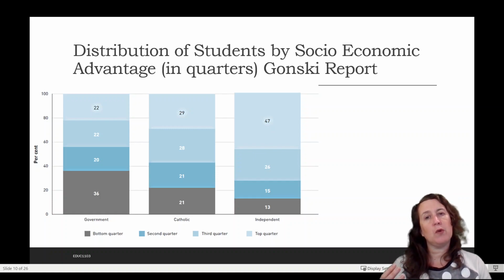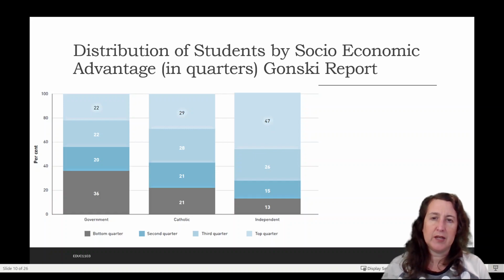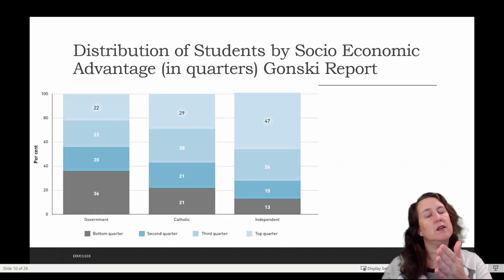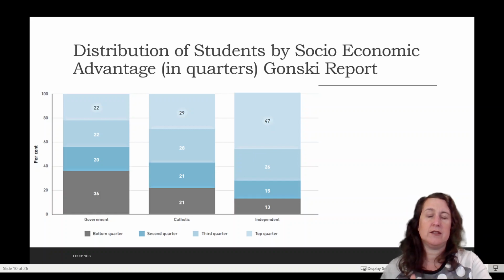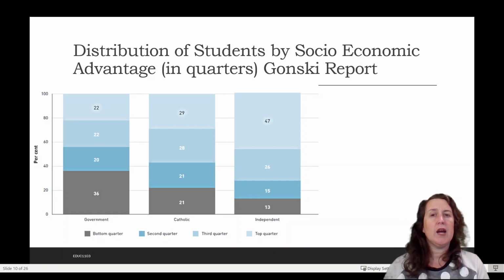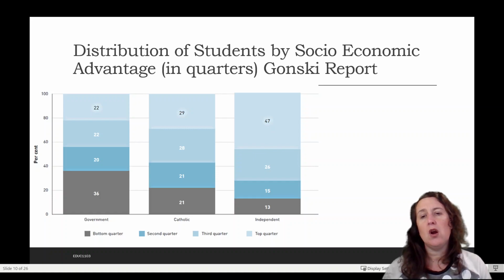So we can see that socioeconomic advantage is more prevalent in the independent sector, and slightly higher in the Catholic sector than it is in the government sector. So there's not an even distribution of socioeconomic backgrounds throughout the three school sectors in Australia.